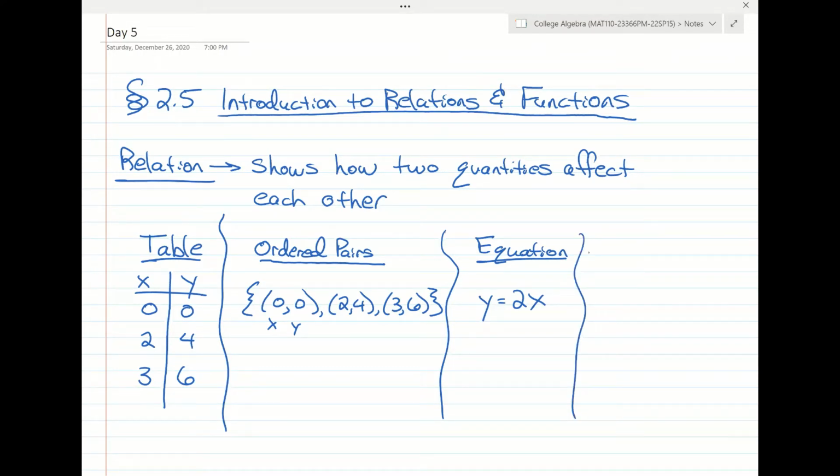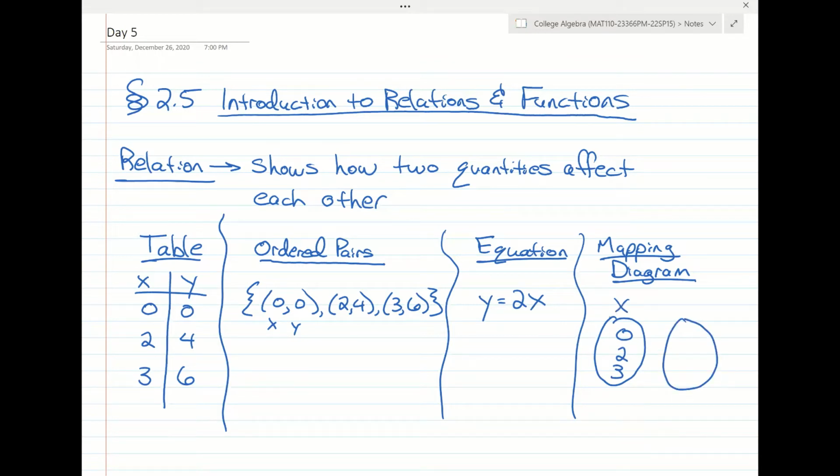And then also we have something called a mapping diagram. The mapping diagram is 0, 2, and 3. So you have one bubble for the x values, one bubble for the y values. And then you just say that they go together by drawing a line between them.